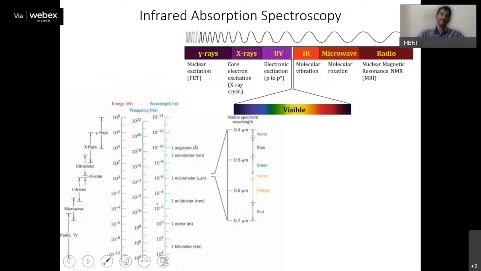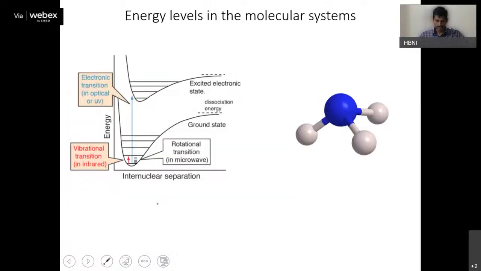Depending upon the kind of investigation that we are interested in, we can use different wavelengths. This also represents the vibrational, rotational, and electronic levels in isolated molecules. You have nuclear separation, and these are the electronic levels. So when you give energy, either the rotational level, vibrational level, or electronic level is excited, depending upon the energy impinging on the system.